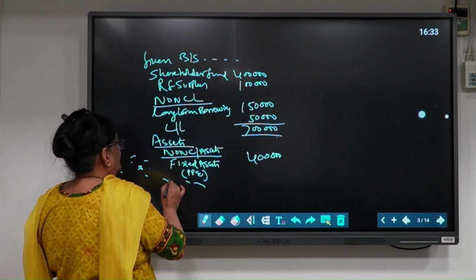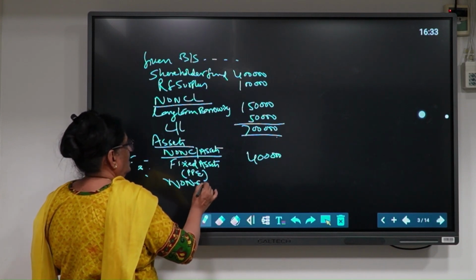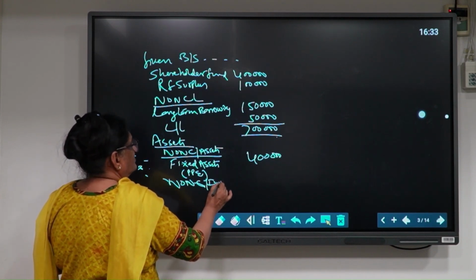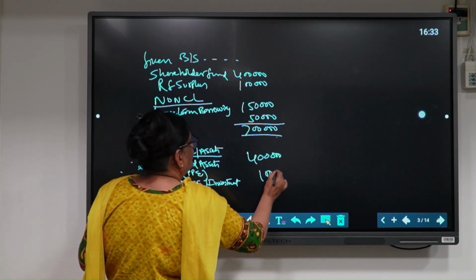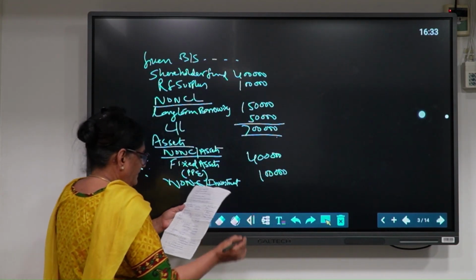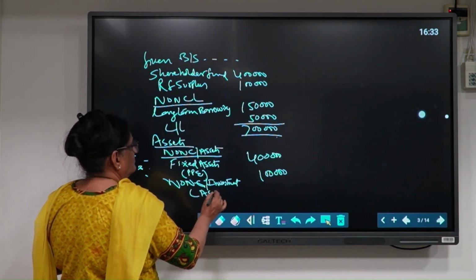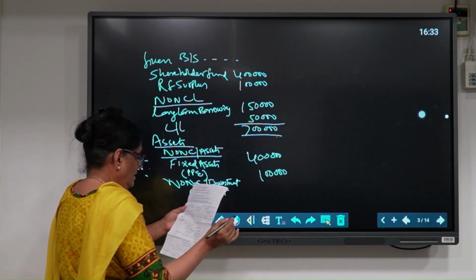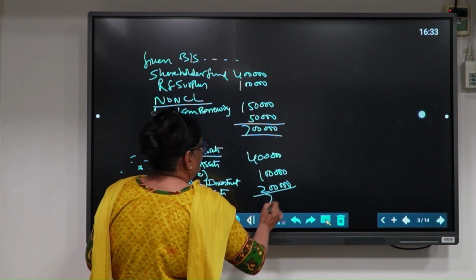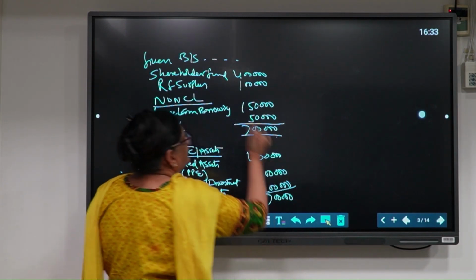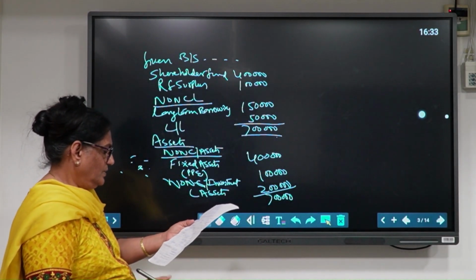Then non-current investment. Non-current investment 1 lakh is given to us. Then current assets are 2 lakhs. So total is 7 lakhs given to us. Okay. This is the balance sheet which is given to us.